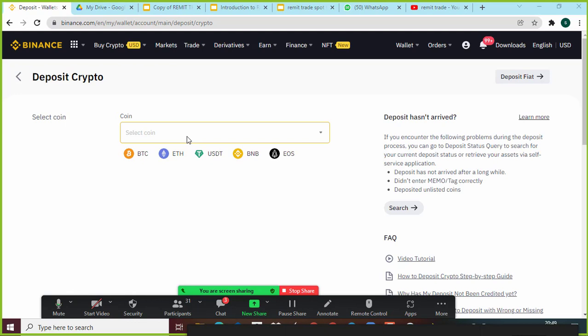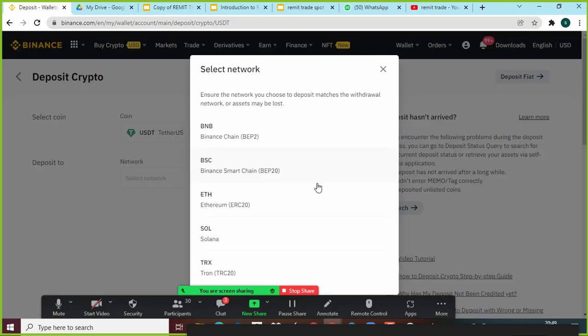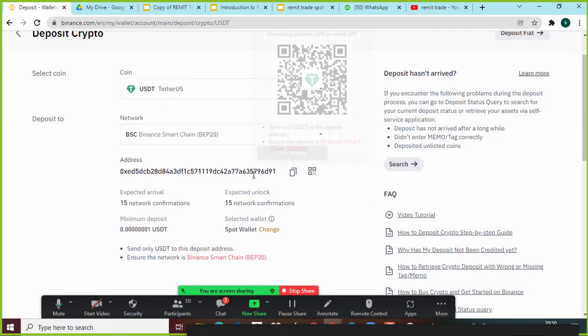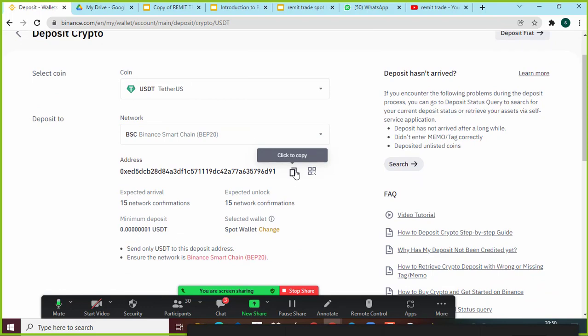Let's say, for example, I want to deposit USDT. Now it will tell me to choose the network. I will say I want to deposit with BEP20. Now, once I choose this, first the coin, second the network, it will automatically bring the address for me. This is the address you will copy and send to the person. Remember, when you are sending this to the person, you have to indicate that this address is a USDT address and it supports the BEP20 network.